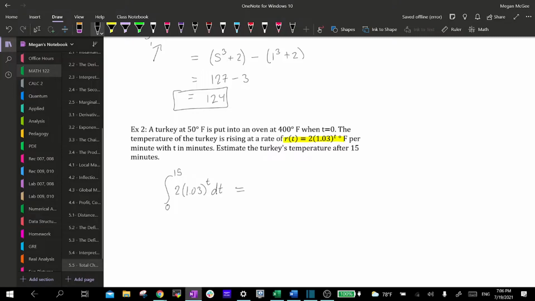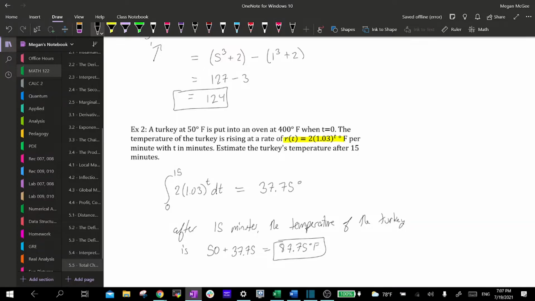So a calculator will tell us that the temperature increased by 37.75 degrees. So the turkey started at 50 degrees and then it increased 37.75 degrees. So after 15 minutes, the temperature of the turkey is 50 degrees plus the 37.75, which gives us a grand total of 87.75 degrees. And there we have the answer to example 2.